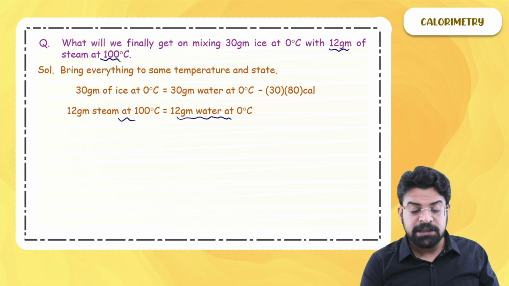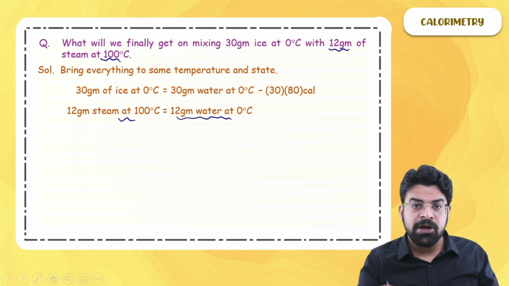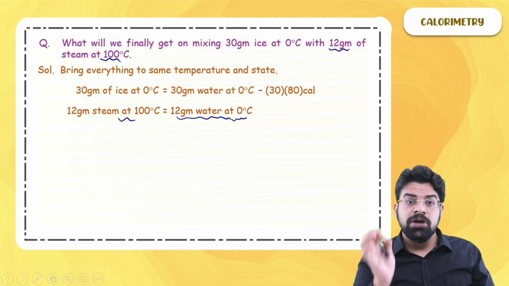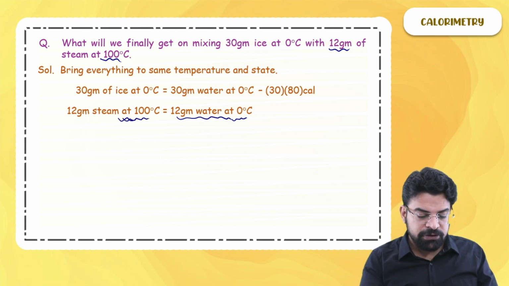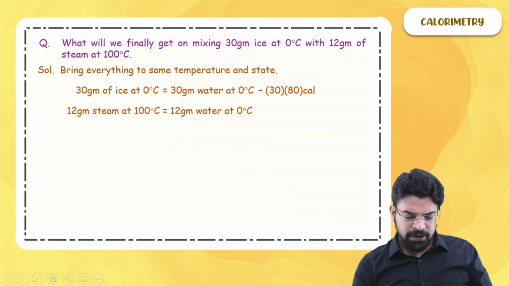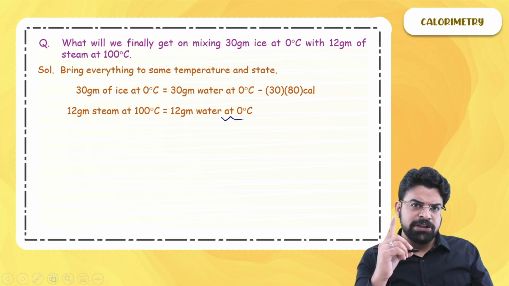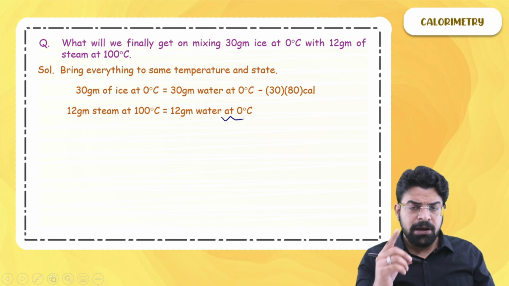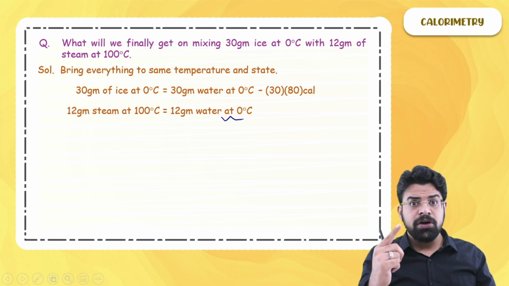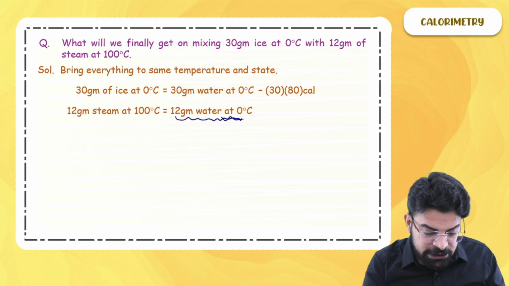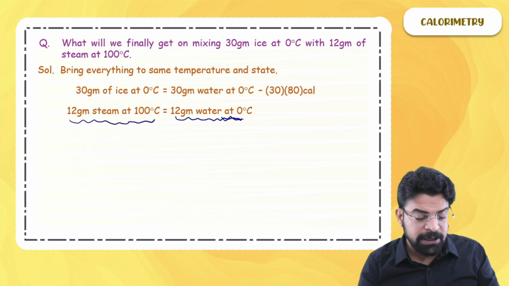Now, if you have 12 gram of steam at 100, it is as good as having 12 gram of water at 0 to which you are going to provide heat. How much heat has to be provided to 12 gram of water at 0 to convert it into 12 gram of steam at 100? If you have water at 0, first you have to provide heat to increase the temperature from 0 to 100, and then you have to provide heat to evaporate it.